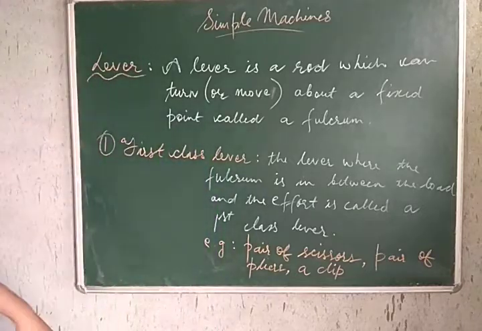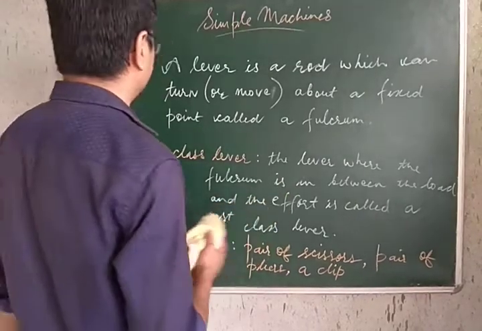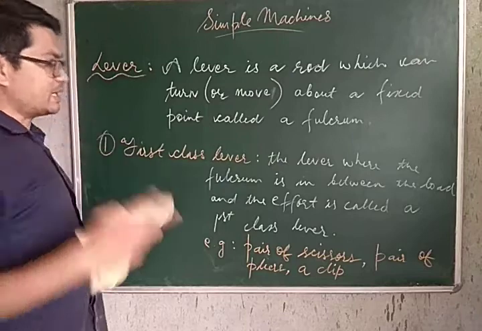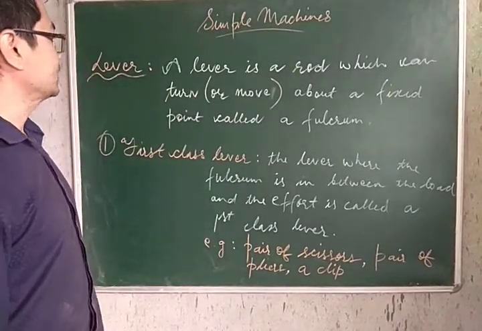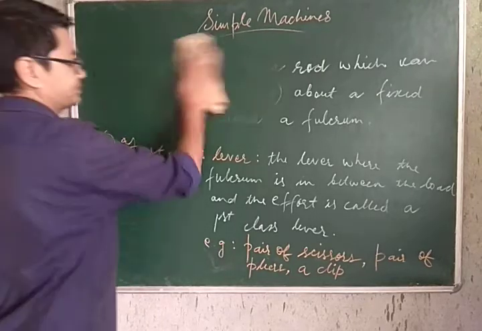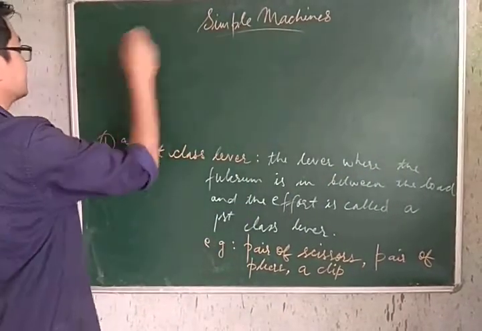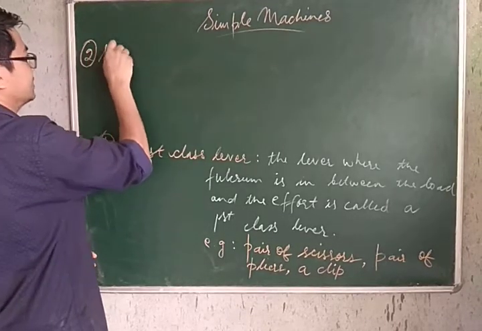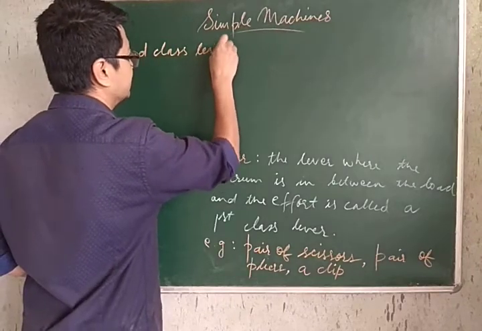Now, to look at another kind of lever, so here is my makeshift duster. So you can pause the video, of course, and please do copy these things in your exercise book, class 6, all of you. I hope you've done that. Okay, so I'm going to erase this. The other kind of lever is what is called a second class lever. Number one is first class lever, second one has to be second class lever.